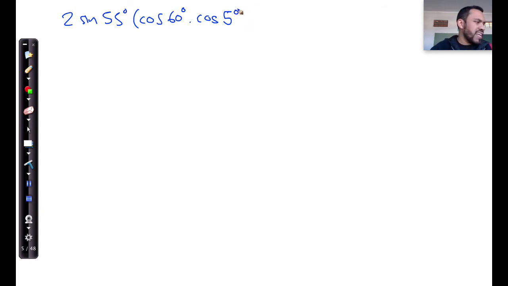Plus sine of 60 degrees multiplied by sine of 5 degrees, all divided by cos of 20 degrees.